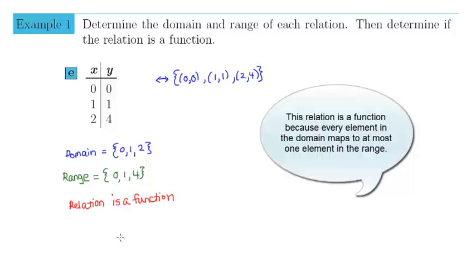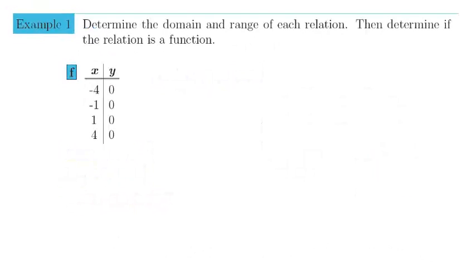Let's take a look at our last example now, example 1F. Determine the domain and range of the following relation. Then determine if the relation is a function. Again, we are looking at a table of values, an XY table if you like. You can rewrite it as a set of ordered pairs, or you can simply view it as a table. I'm going to stick with the table for now.